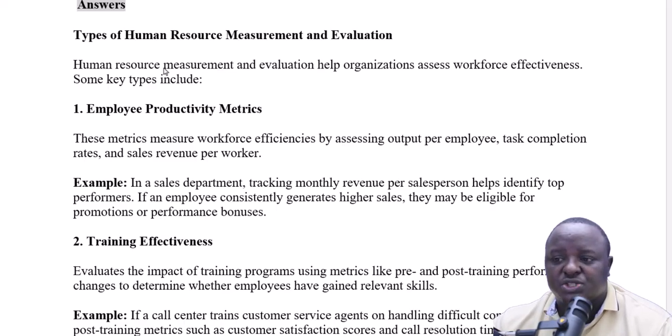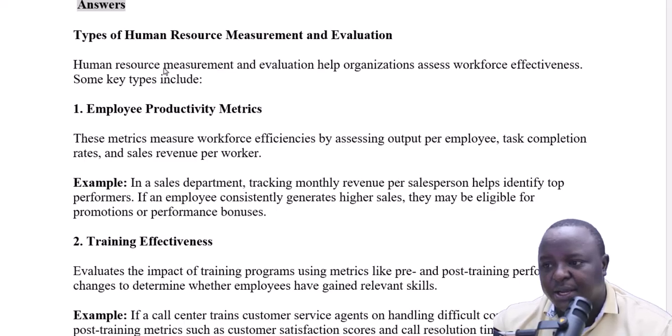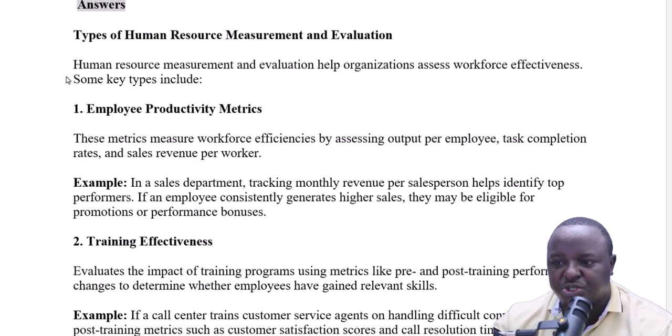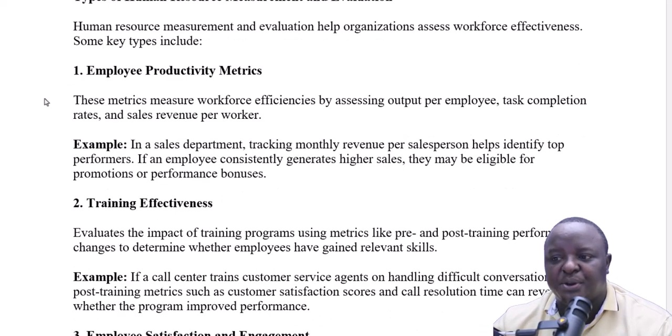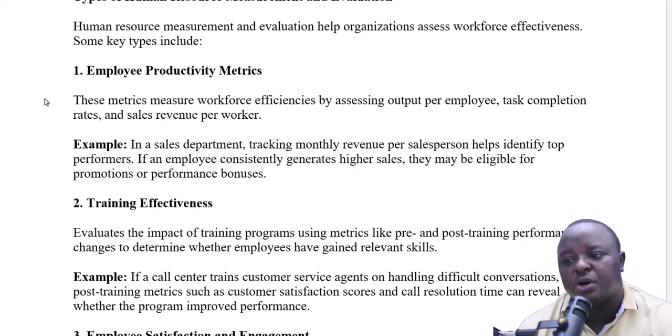effectiveness. So, the key types of human resource measurements and evaluation, first is employee productivity metrics. When you talk about employee productivity metrics, these metrics look at the workforce efficiencies by assessing the output per employee, task completion rates, and even the sales revenue per worker.